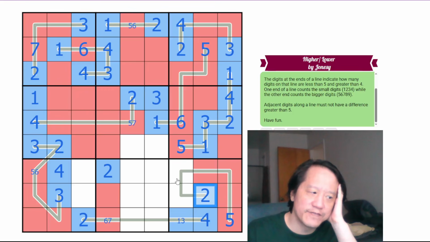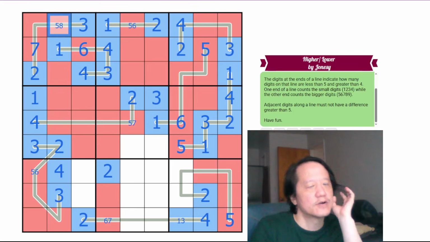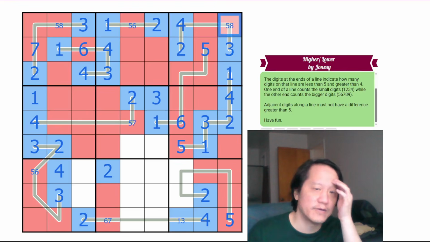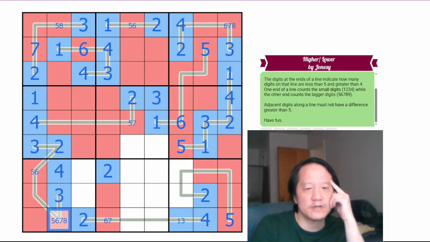3 can be next to 5 through 8. So this could be 5 or 8 here. 5 or 8 here. Cannot have 5, 6, 7, 8 here. No 5 because of 5 in the box. 3, 5, 6, 7, 8. No 5 here because of 5 in the row.